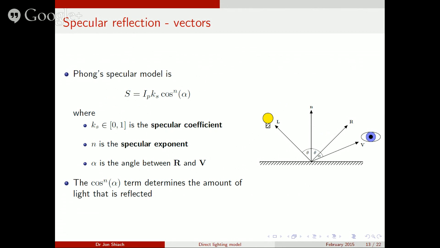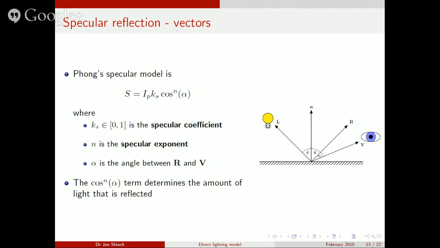n is something new. Little n, sorry, this isn't the normal vector. This is a lowercase italicized n. That's what we call the specular exponent, and I'll mention what that is in a minute. It's the spread of the light reflecting off the shiny object. And alpha is the angle between r and v. So we have cos alpha raised to the power n. Why have we got that?